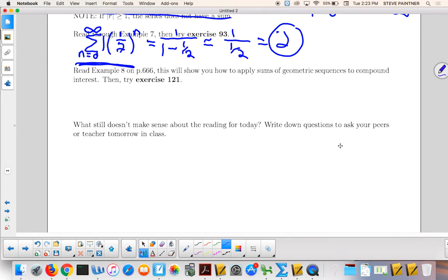So exercise 121. It's a money problem. It's a compound interest problem, and it's kind of difficult because it's going to involve us coming up with a really, really huge sequence and finding the sum of that sequence.